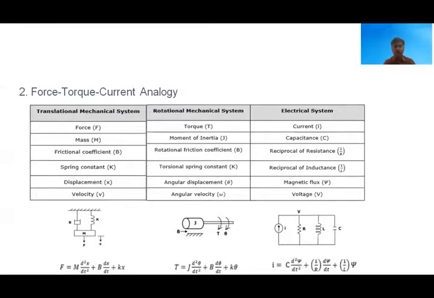And the angular displacement of the rotational system is analogous to magnetic flux, and the angular velocity is analogous to the voltage.